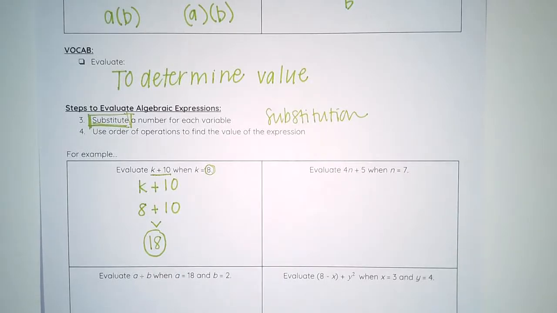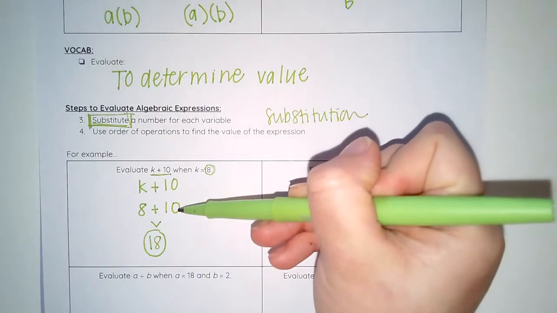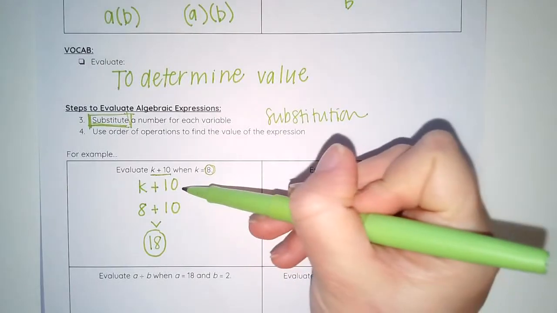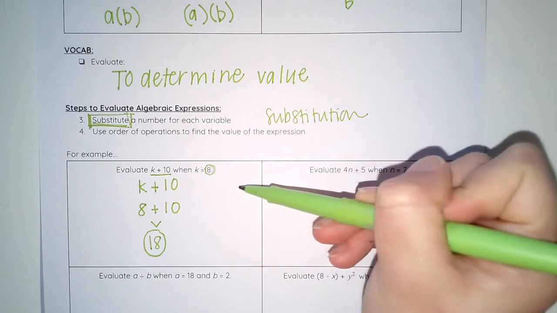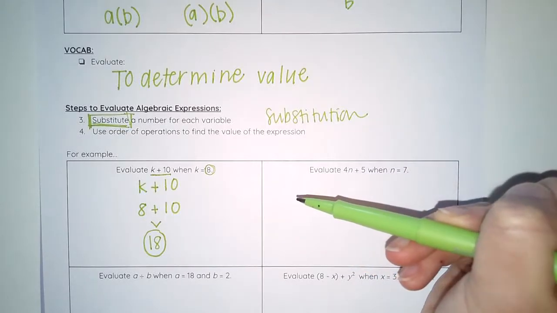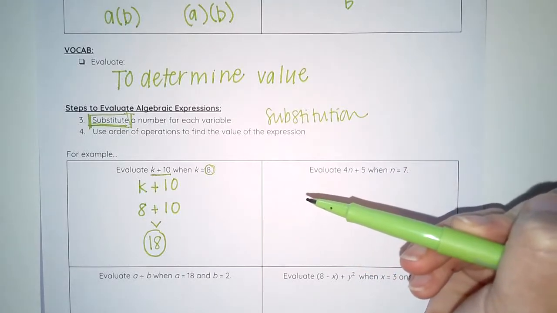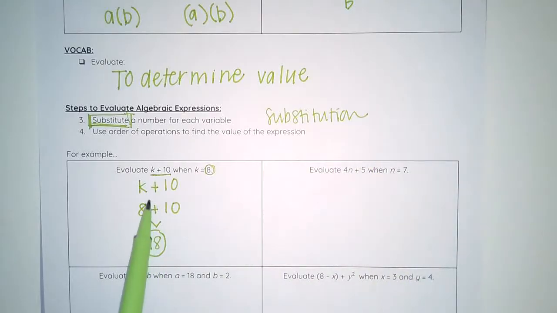Now take a note for a second. Here I go line by line. I'm not going across saying equals, equals, equals, equals. These are expressions, so remember we don't use that equal sign. We take our expression, we rewrite it directly underneath and evaluate going down.